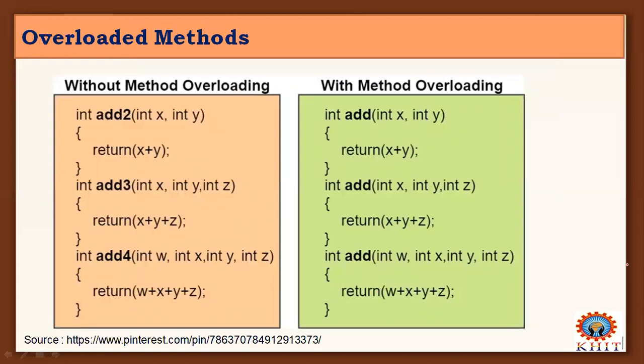Coming to one simple type of example we are seeing here, addition. The left side is without method overloading, and the right side, with the green indication, is with method overloading. Here it is having add with some parameter list, without method overloading. Add with the same name is not allowed, that's why we have taken add3 and add4 here.